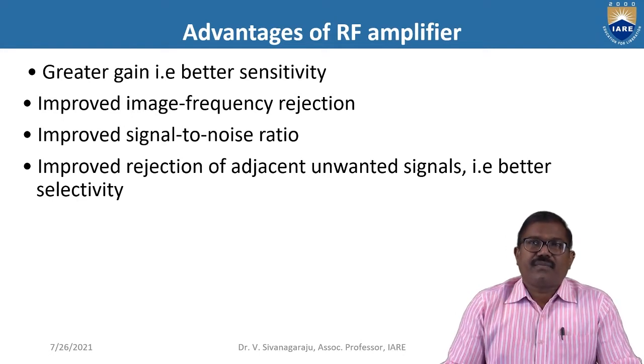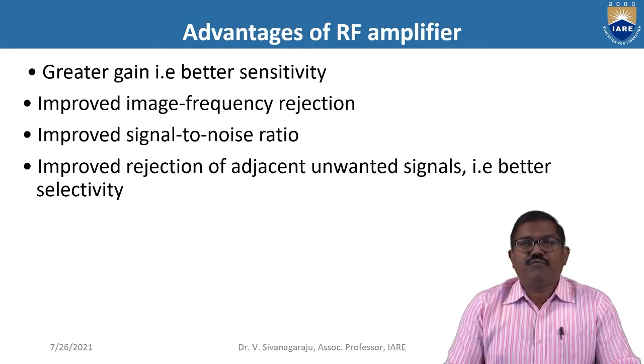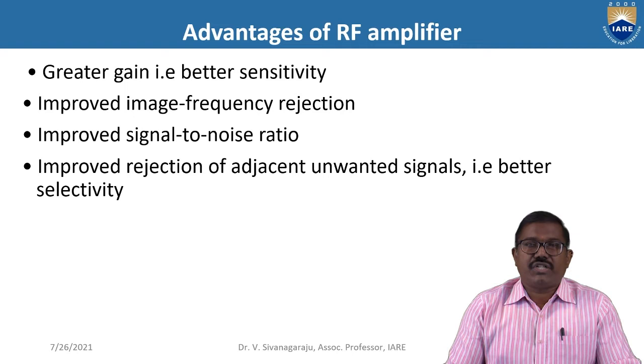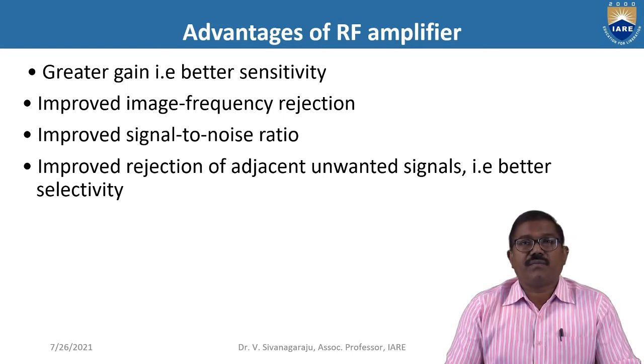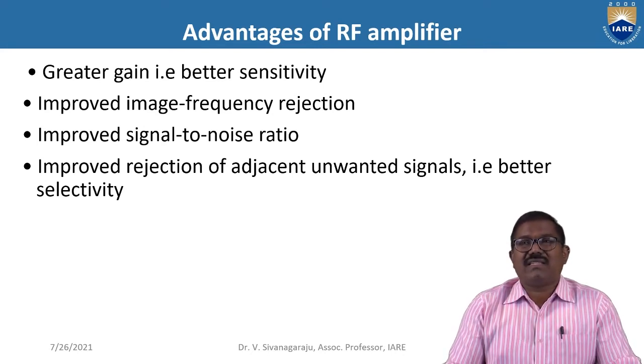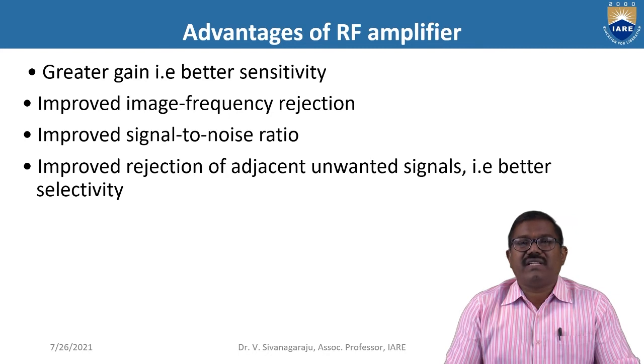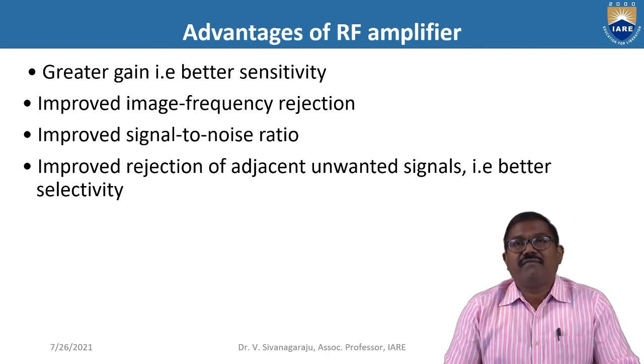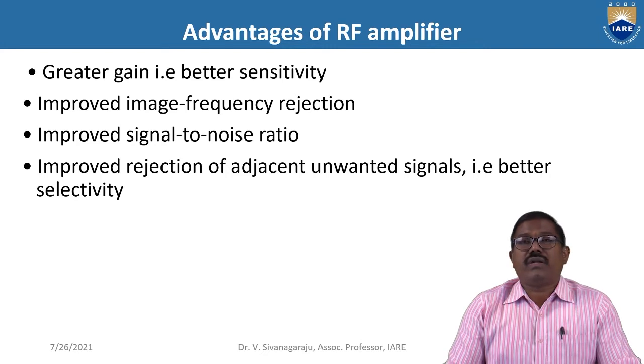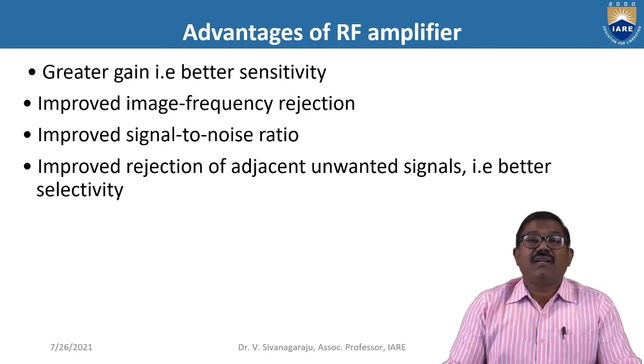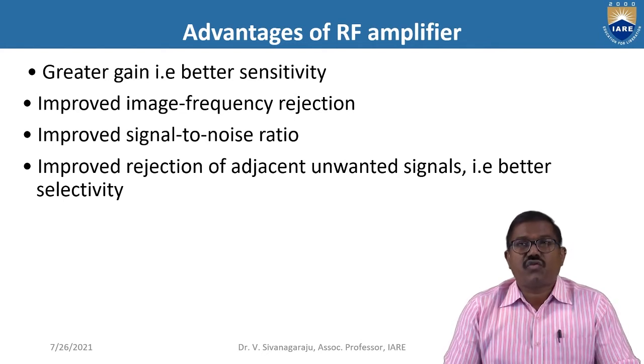These two are very, very important characteristics of any receiver. The second advantage of the RF amplifier is improved image frequency rejection. The third one is improved signal to noise ratio. And another one is improved rejection of adjacent unwanted signals. It is better selectivity. So the first and fourth advantages are very, very important: sensitivity and selectivity of a radio receiver. These are the characteristics of the radio receiver.